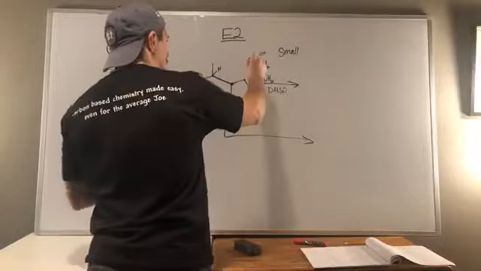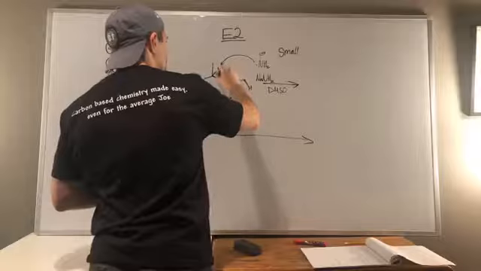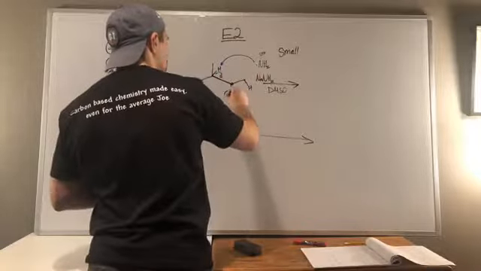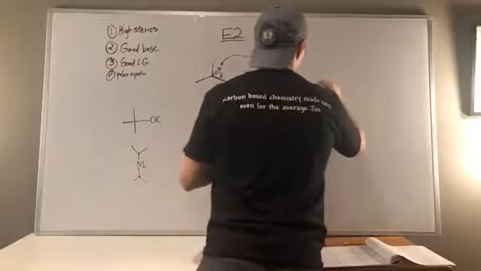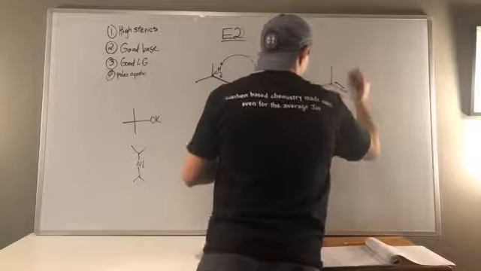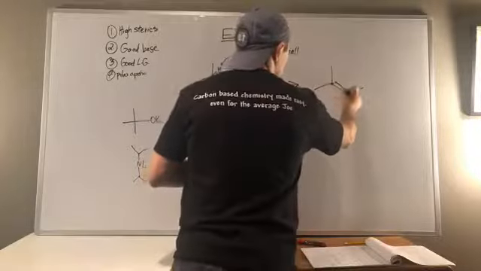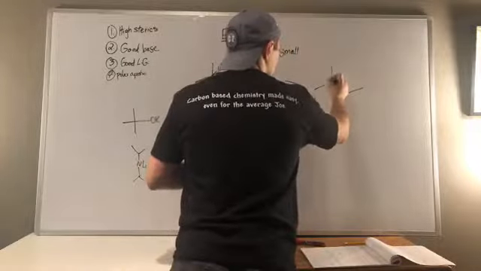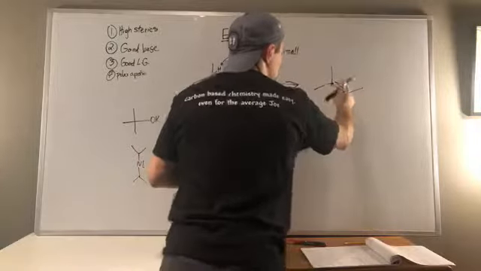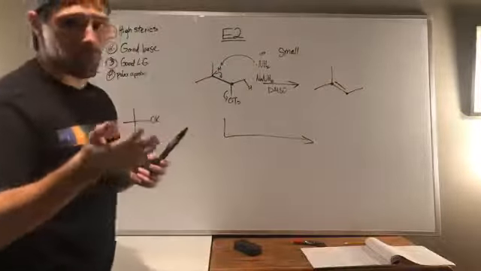So here we can draw the mechanism. We would abstract the proton here. These electrons swing down, leaving group leaves. We make this structure, and our double bond is bonded to two things on one side and one thing on the other. This is a tri-substituted double bond.